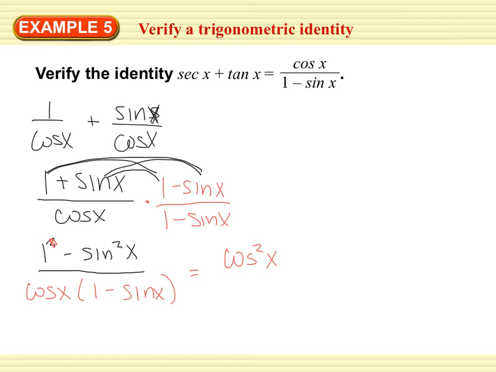Now, why did I do that? Well, I know that this numerator can substitute to cosine squared x because of the Pythagorean identity, and this cosine squared x over cosine x will cancel out, and my denominator is going to be left, which is my goal, right? Oops, I don't know why I changed colors, sorry. So let's rewrite this. I've got one of the cosines gone, and I'm left with cosine x over 1 minus sine x.